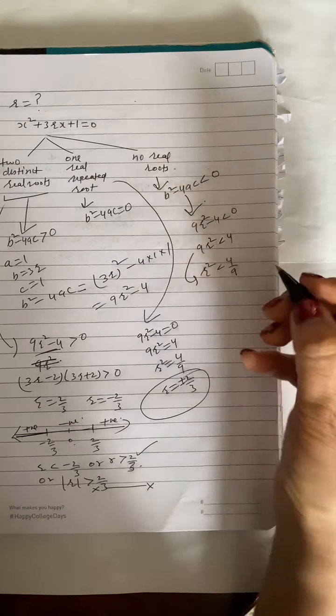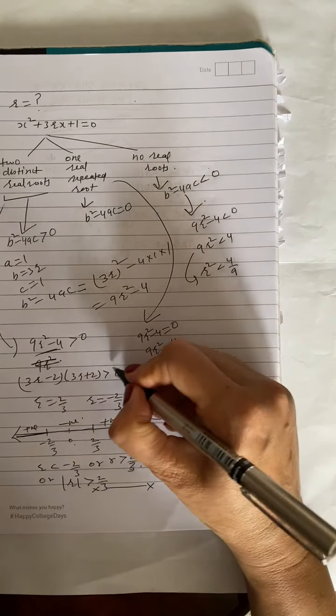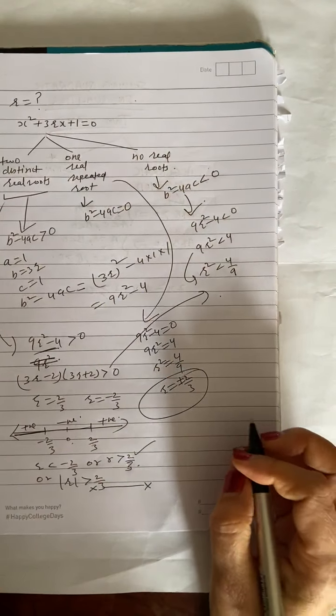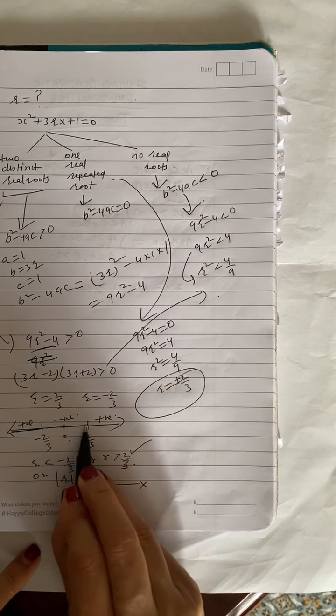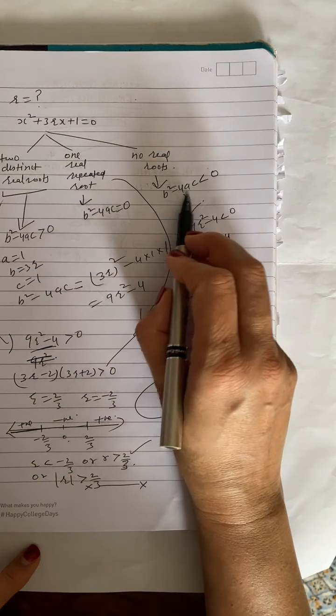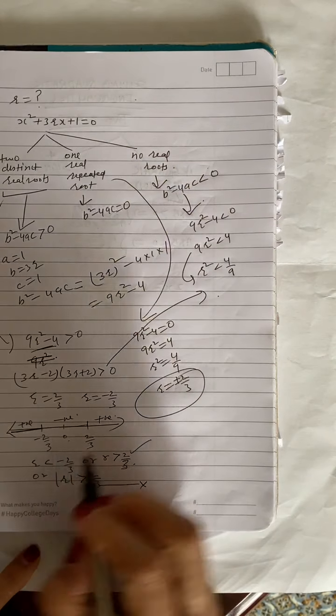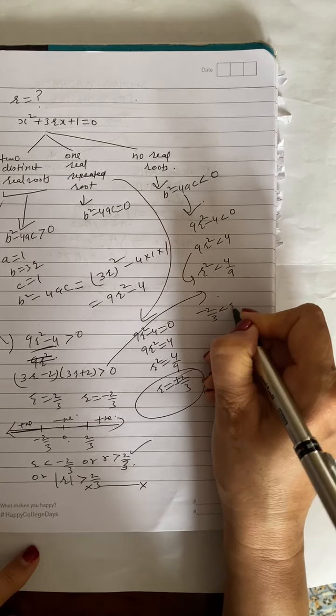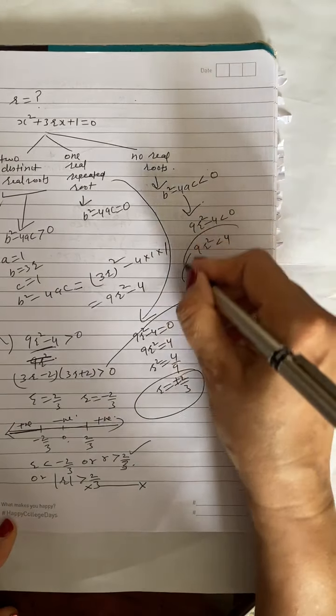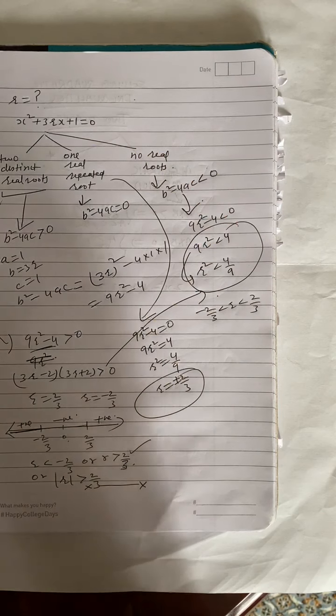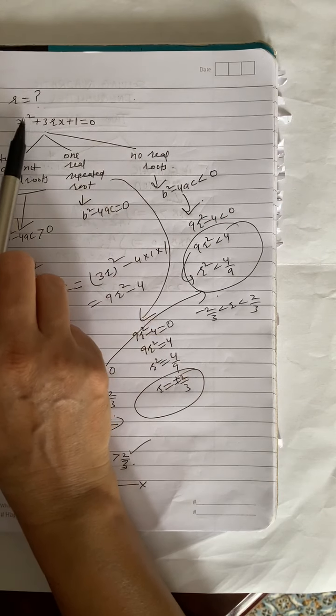Again, you can do it this way, or I already did the sign diagram here. So we can use the same sign diagram and you can see where this expression is less than 0 and that region in this case is negative 2 over 3 less than r less than 2 over 3. So this is not required here. So that is the answer for the value of r.